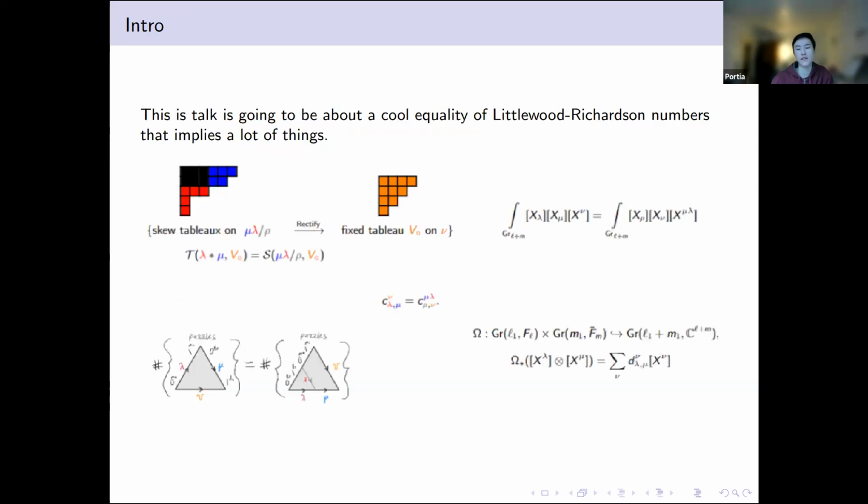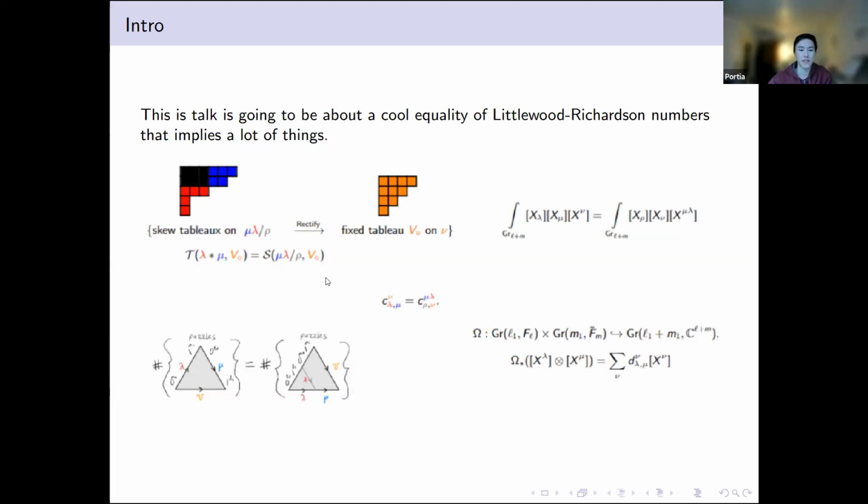Okay, I don't know why this is so pixelated, but here's this constellation, this cloud of things that are going to show up. This is the slide that I wasn't finished making. You can see my mouse, right? This is going to be the equality of Littlewood-Richardson numbers that we're going to be talking about. And it's going to be connected to a bunch of different things, including these. And they're all going to be spiraling around this equality.